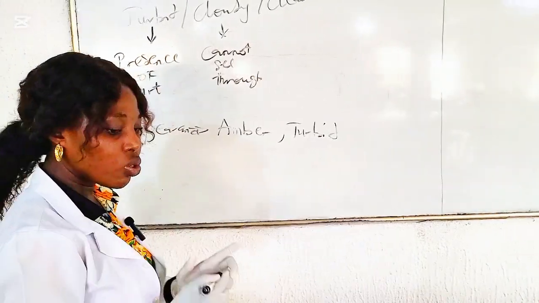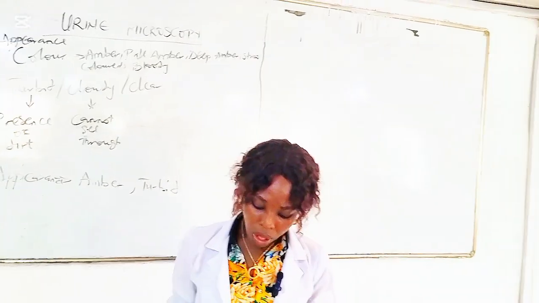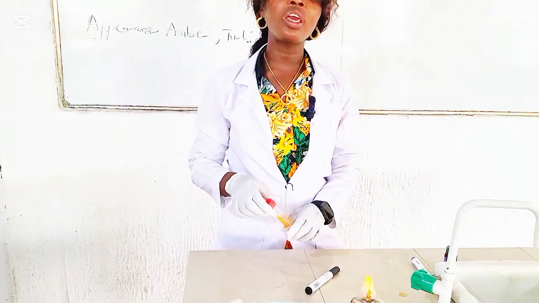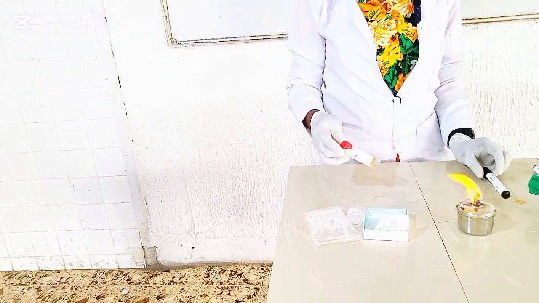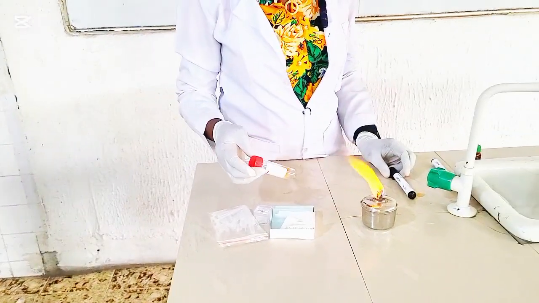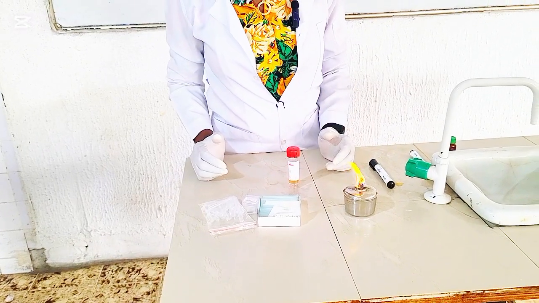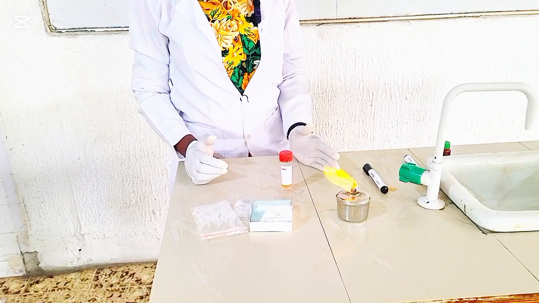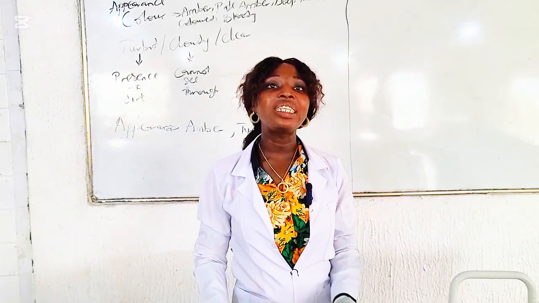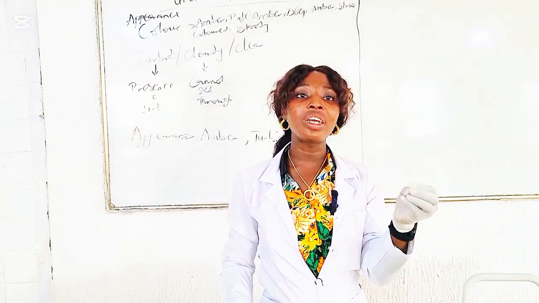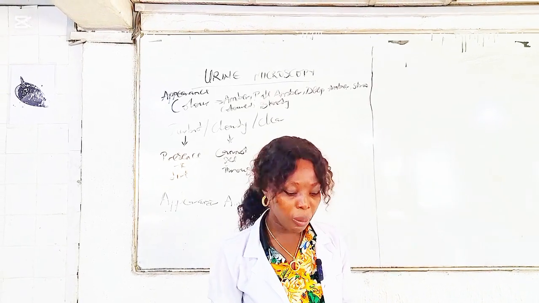So the next thing to do is to go over to the microscopy. For the microscopy of urine sample, we spin our urine. You use the centrifuge tube to spin the urine at 3000 RPM for 1 minute. And then it is the residue, that's the sediment, that you use for the microscopy.